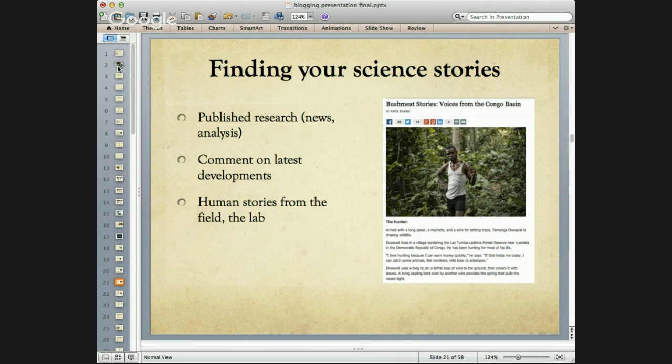Here's an example of a story that was produced out of the Congo. One of our communications people at C4 went out and met with, so this was a bunch of research being done on bushmeat, trying to figure out how much bushmeat was being consumed in the Congo. And she interviewed a bunch of different actors in the Congo Basin who were hunting bushmeat. There was a hunter, there was a scientist, there were a couple of others. And she told their stories, and she put the research in the context of their stories, and it was an incredibly powerful way to profile the research. So think about the human stories that are inherent in the science that's being conducted.